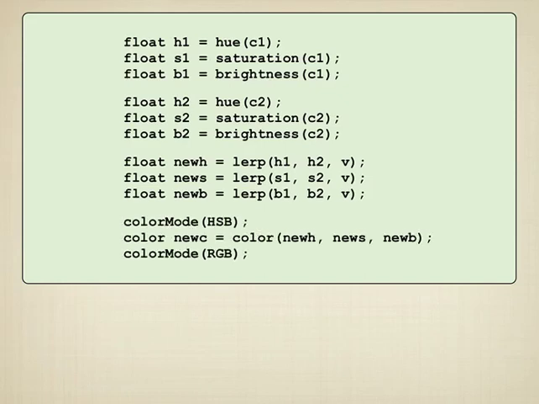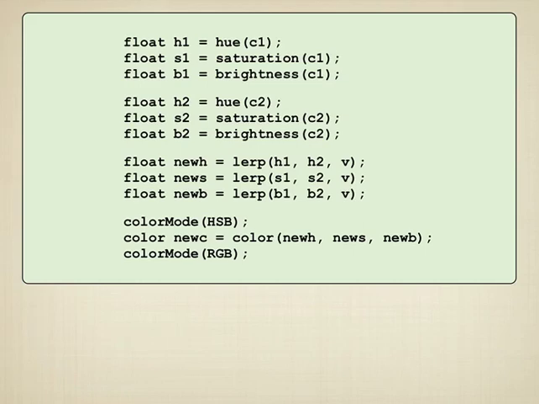We do that by calling colorMode with the special argument HSB, all in caps. Now we're in HSB mode, so when we call color with these 3 floats, Processing knows that they are hue, saturation, brightness, not red, green, blue, and it creates the appropriate color. As always, I strongly recommend going right back into RGB immediately so that you never get confused and you never forget what color mode you're in.